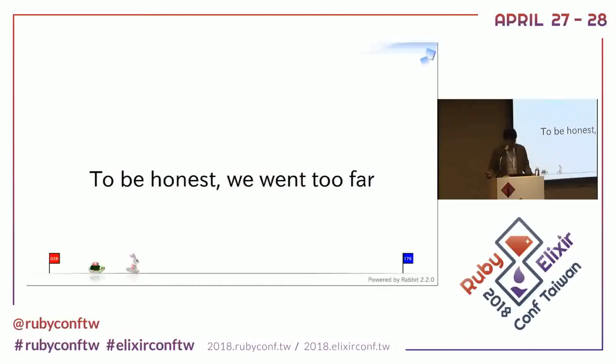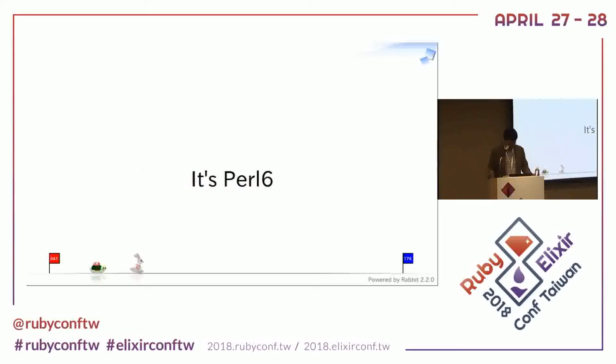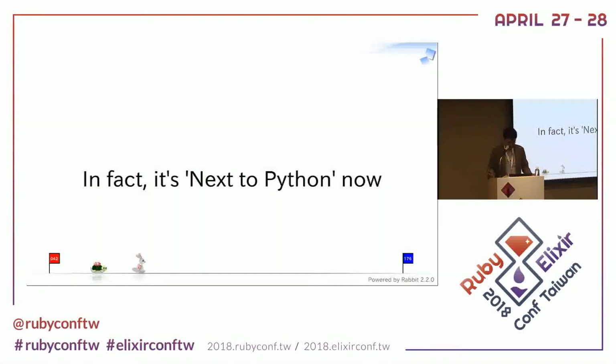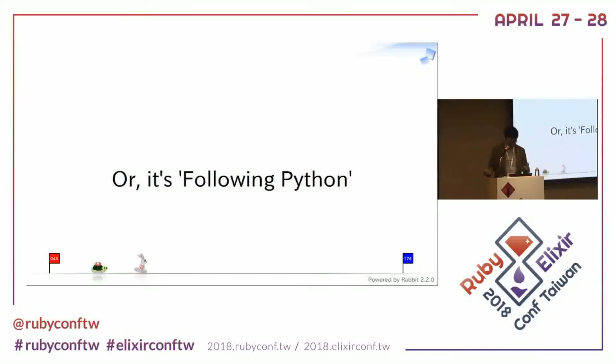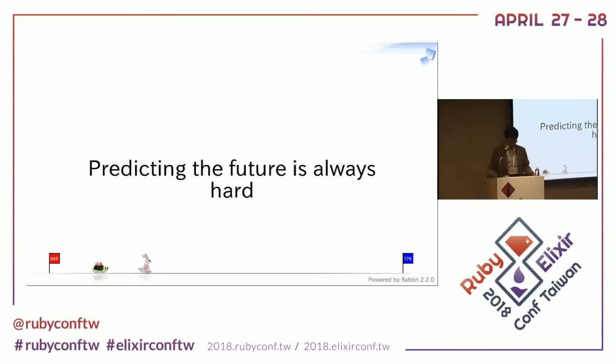But yeah, it was 25 years ago. And at the present day, we have no next Perl. It's Perl 6. In fact, Ruby is now some kind of the next to Python, or following Python, or something. Okay, I admit my lack of imagination. Yeah, it is quite difficult to predict the future.